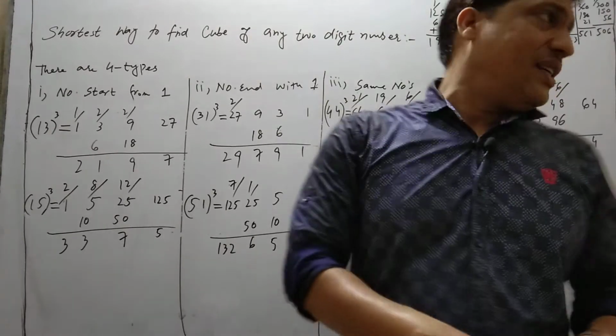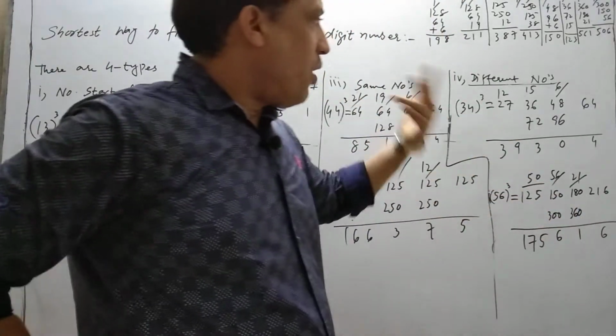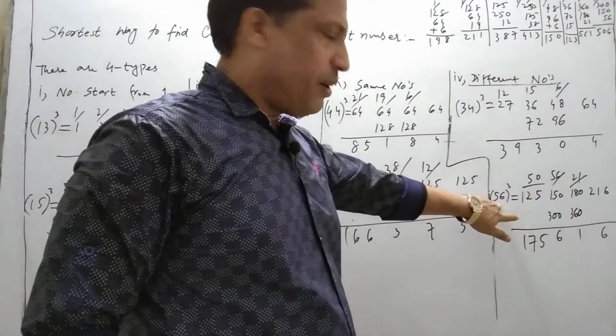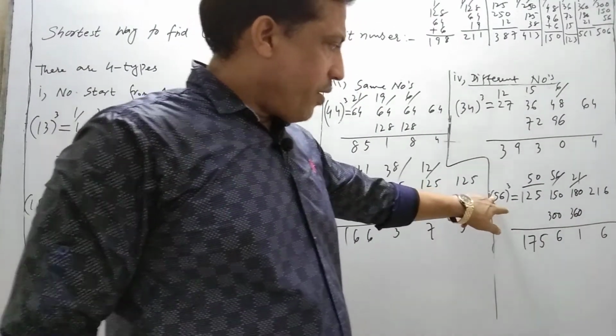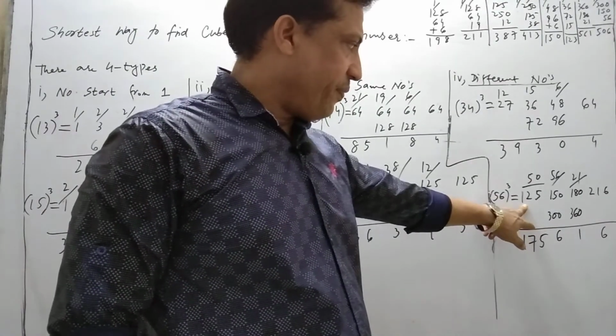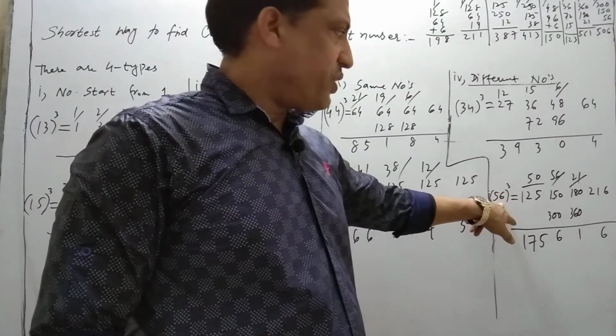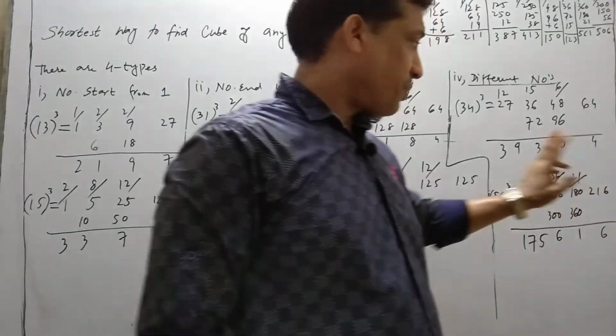The last case is if we have different numbers. So how to find the cube of a different number? For example 56 cube. Write the cube of the first number, that is the cube of 5, 125. Make some gap. Write the cube of the second number. The cube of 6 is 216.